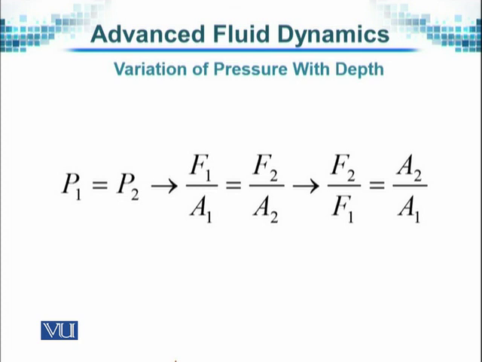So altogether, how many unknowns are here? There are 4. 3 of them need to be known, and the 4th one can be calculated, and these ratios must hold. So these are the equations, and that is as much as we have for variation of pressure with depth.